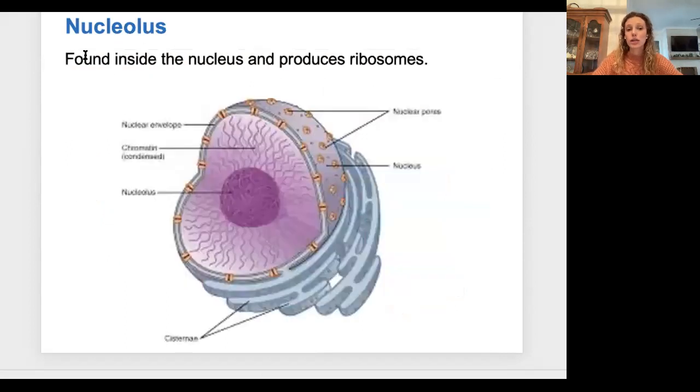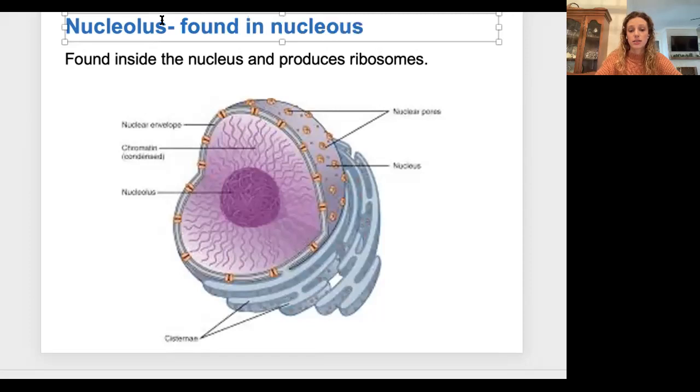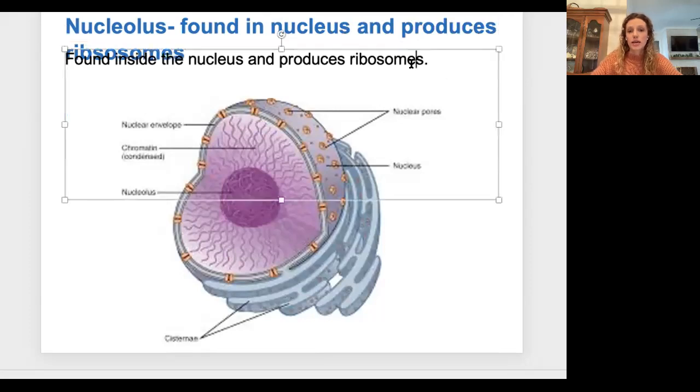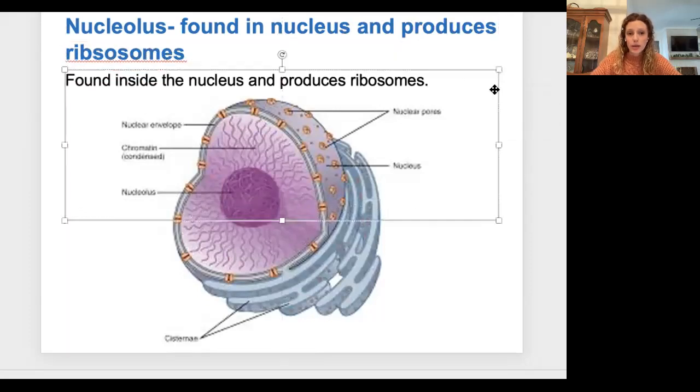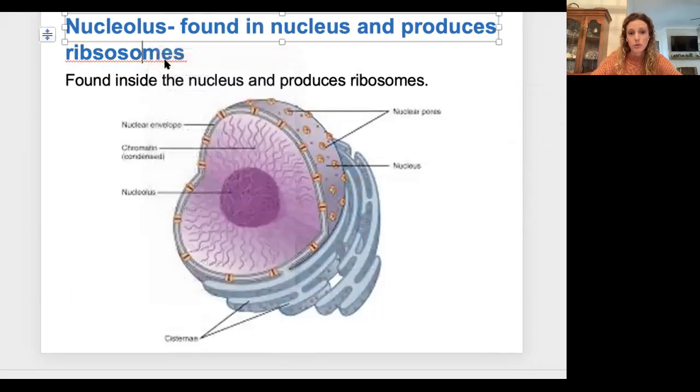Okay, so nucleolus is found inside the nucleus and produces ribosomes. So nucleolus found in nucleus and produces ribosomes. Okay, so these ribosomes are important because the ribosomes are going to form other proteins, which can make more DNA, or they can go and have a specific function.